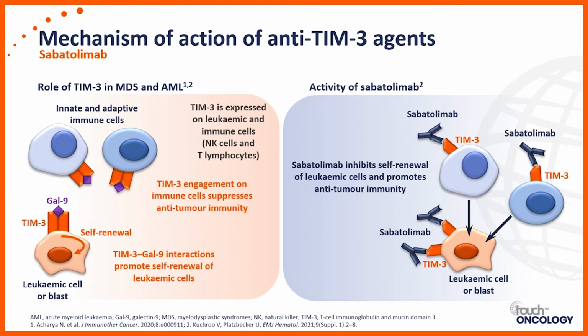and at the same time they are active on T helper cells that are exhausted and overexpressing TIM3, and at the same time they stimulate phagocytosis, and they also stimulate the activity of both T cells and NK cells. This is why, having this dual function, anti-TIM3 antibodies can be very interesting in the treatment of diseases like myelodysplastic syndromes. Sabatolimab is in fact a first-in-class high-affinity humanized IgG4 antibody that targets TIM3.